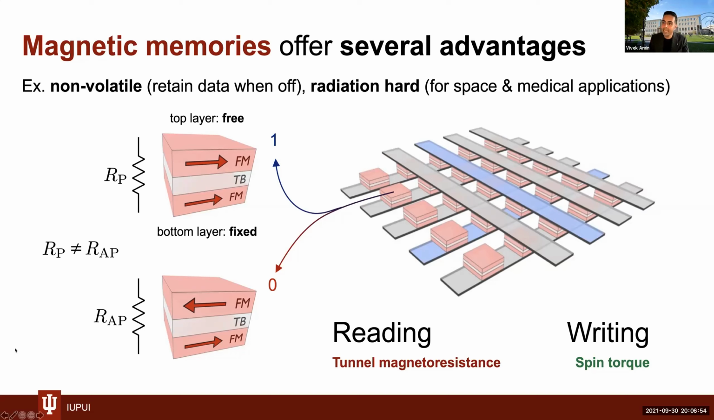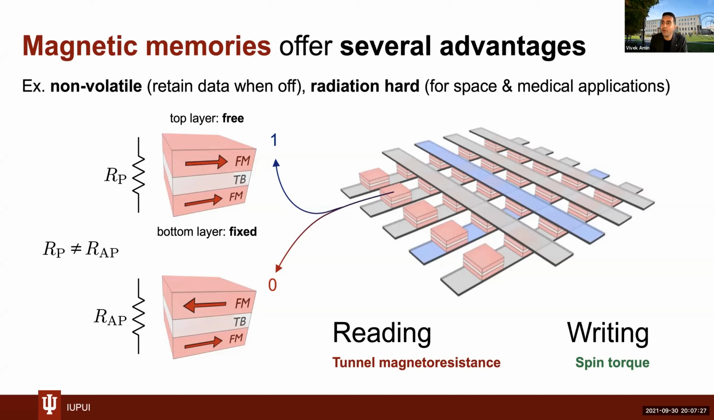Reading the information is relatively straightforward using an effect called the tunneling magnetoresistance. All that says is that if I look at the electrical resistance for running a current out of plane, it's different for this configuration versus the anti-parallel configuration. And so I can read out the bit through the resistance. However, writing is an open challenge. I won't go through all of the methods of writing in the past, but I'll just say that the current state-of-the-art mechanism are spin torques.